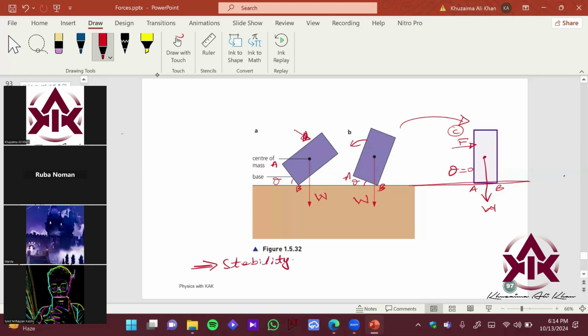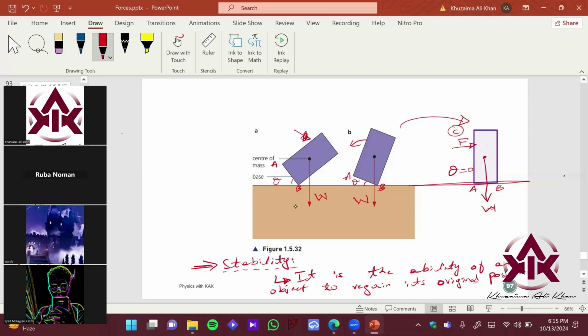So can you define stability now from this explanation? Can you explain stability now from what we have seen right now? Yes. Anyone? Okay, no one. So it is the ability of an object to regain its original position. Right?